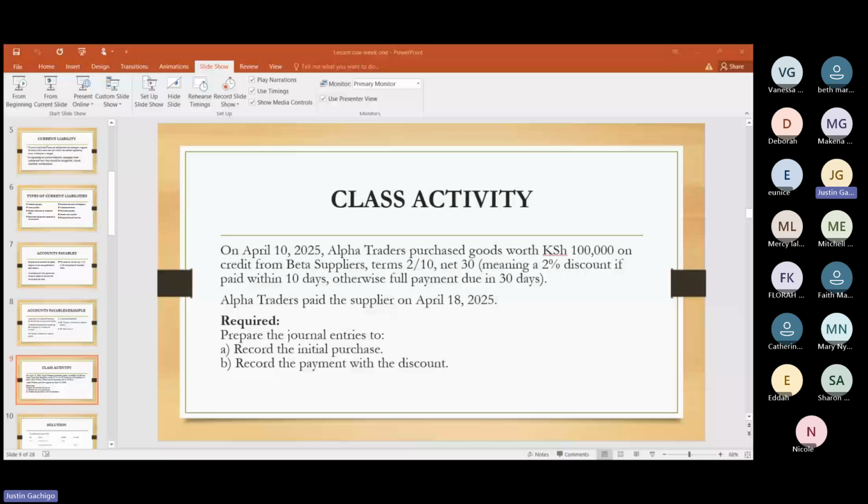You want to record the initial purchase in this case. Somebody went to the shop and took goods worth 100,000 from a supplier called Better on credit. He took these goods on April 10 and paid on April 18. And we are told that if he pays within 10 days, he gets a discount of 2%. So in this case, can someone unmute and tell us, will this customer get a discount?